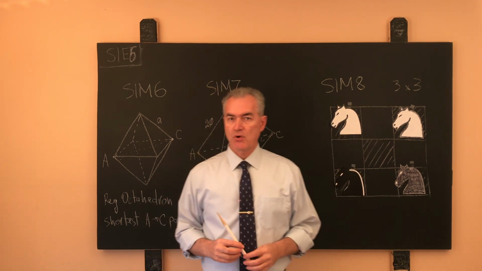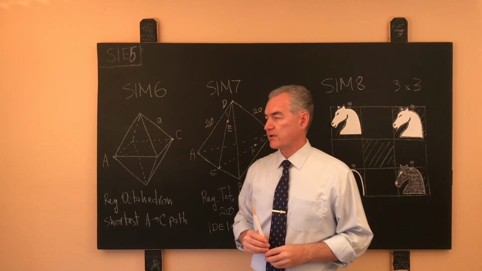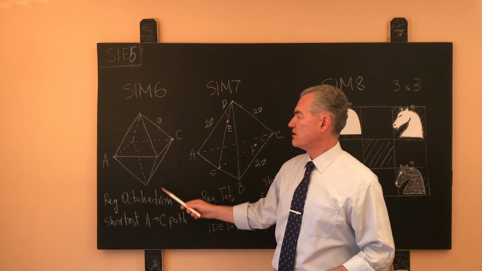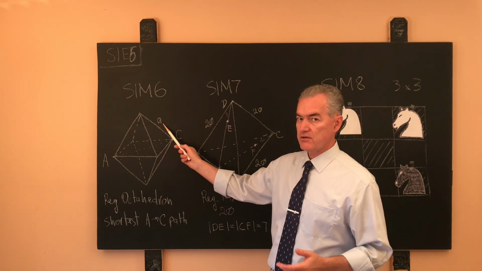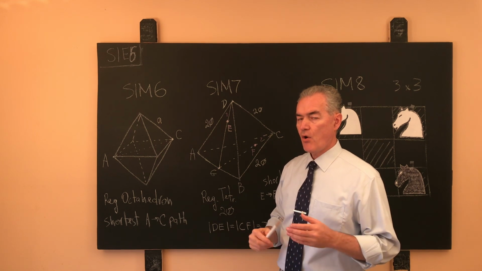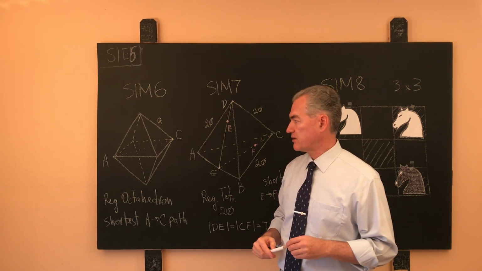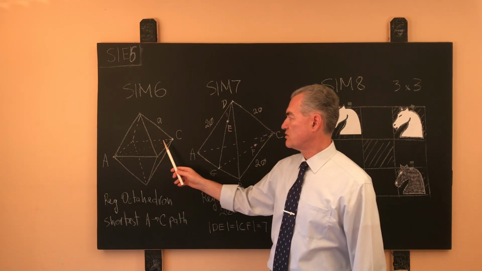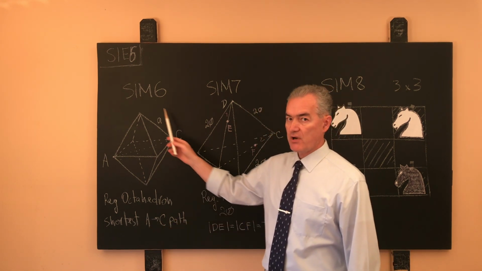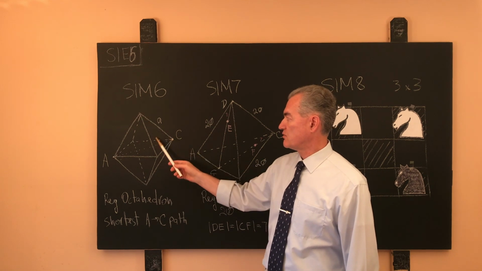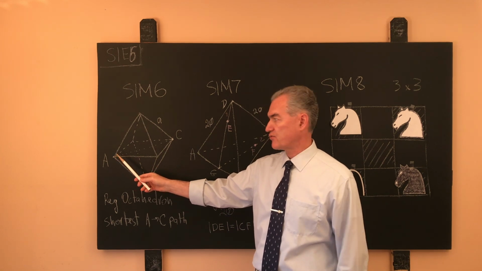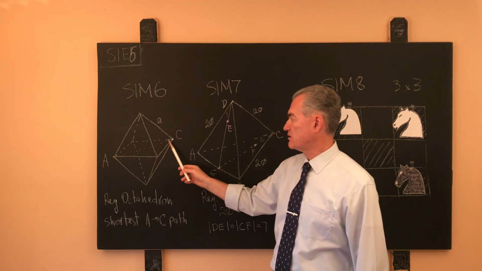The objective of the problem S1M6 is the following. We're given a regular octahedron with the edge of length A, a generic number, and we're asked to find a shortest path over the surface of that octahedron from the vertex A to the vertex C as depicted over here. Again, a regular octahedron with the edge of length A, and the objective is to find a shortest path over the outer surface of this octahedron from the vertex A to the vertex C.